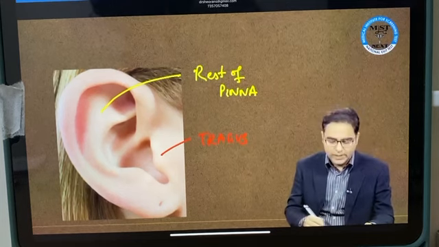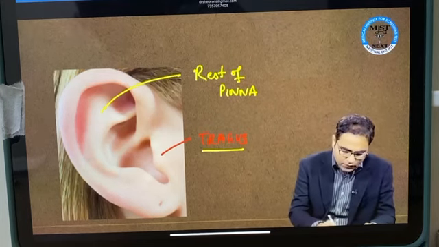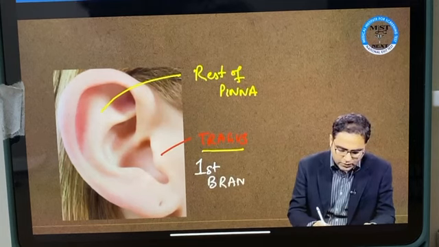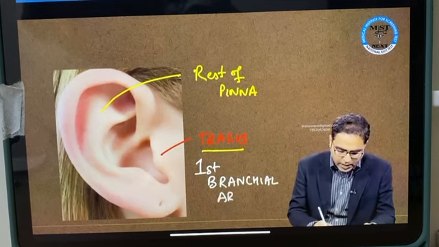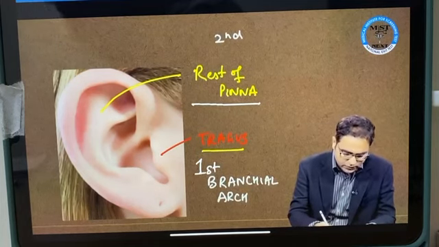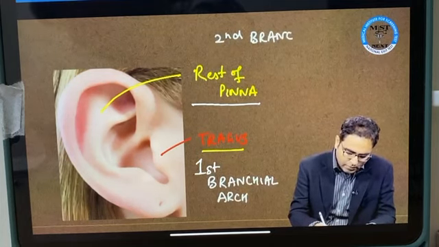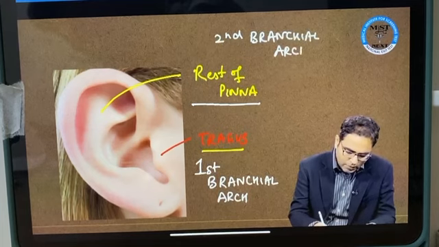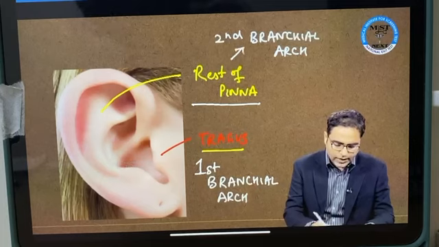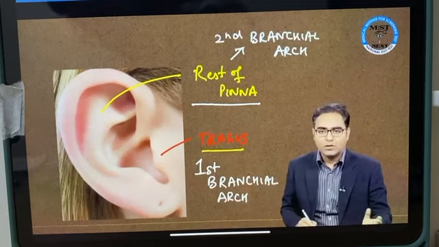So tragus, write down, tragus develops from first branchial arch. I hope you remember branchial arches from embryology. Tragus develops from first branchial arch, and rest of pinna develops from second branchial arch. Am I clear about this? Okay, so they are developmentally different.